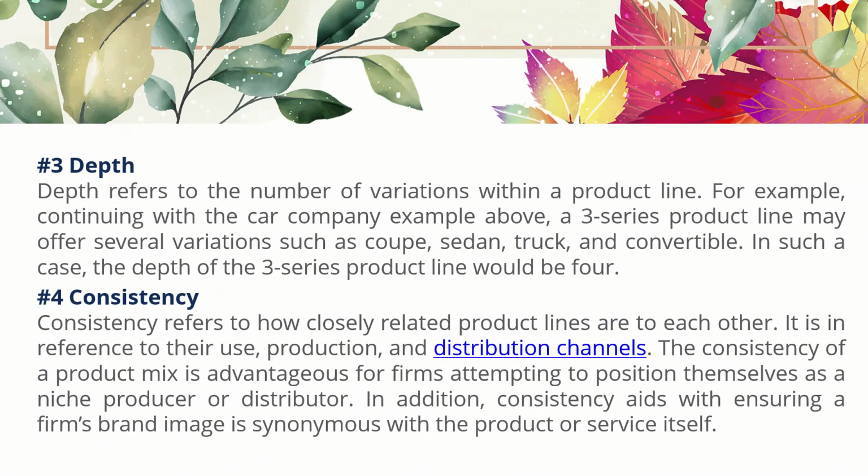Depth. It refers to the number of variations within a product line. For example, continuing with the car company example above, a 3 series product line may offer several variations such as coupe, sedan, truck, and convertible. In such a case, the depth of the 3 series product line would be 4.